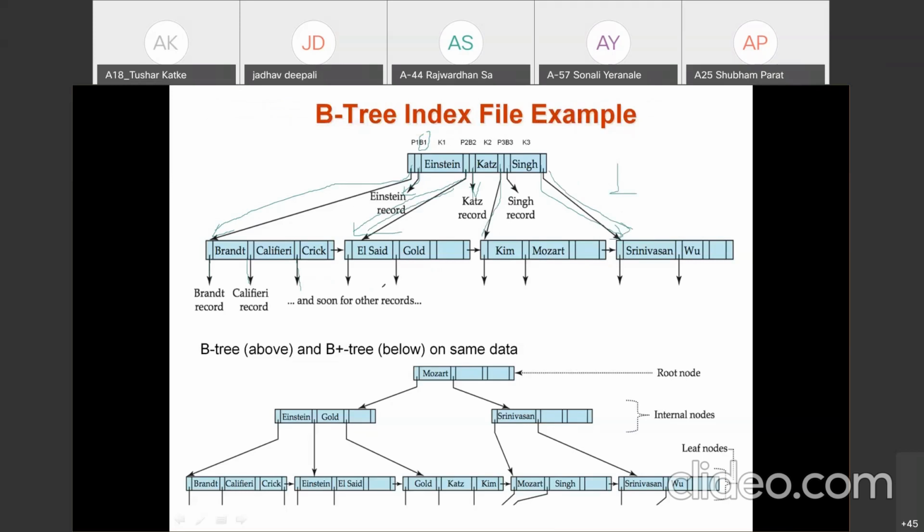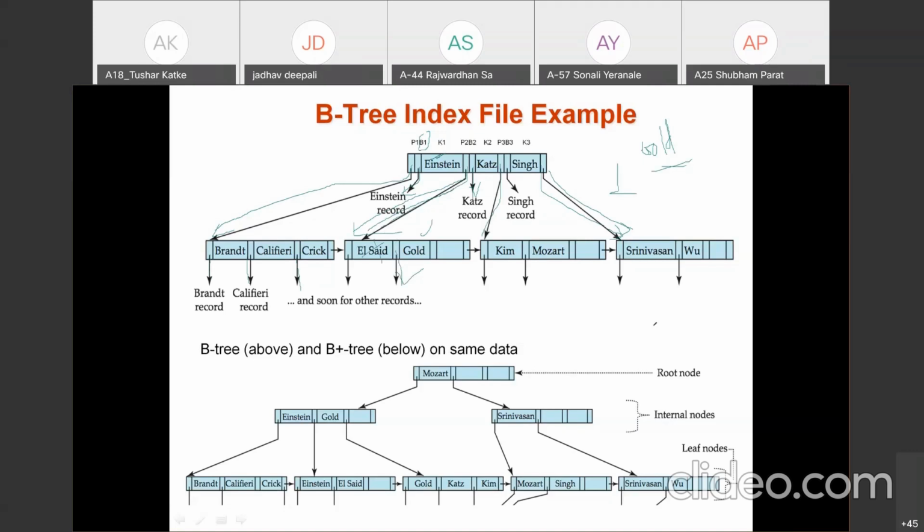So now you can tell me how to locate a record in a B tree. Suppose I want to locate a record with the search key Gold. How to locate a record? Here check the search key value which is less than Gold. So where is it? It is here. Follow the pointer here. Whether it is Gold? No. Yes, it is Gold. Follow the pointer. Here we will get the record.